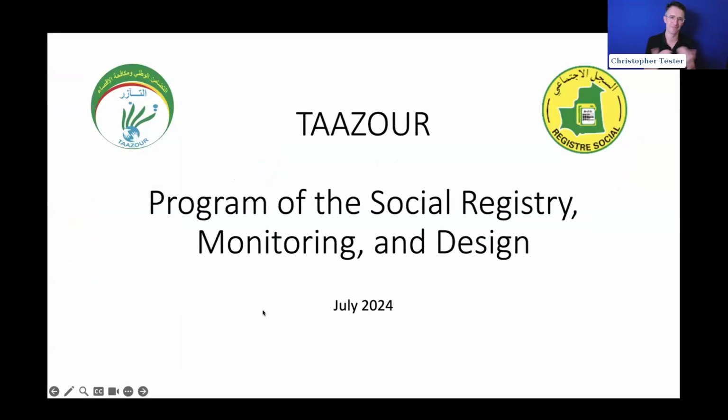So the social registry monitoring and design program is one of the 6 programs of the General Delegation for National Solidarity and the Fight Against Exclusion. Named the Azure. This program is responsible for the management and updating of the social registry of vulnerable households.